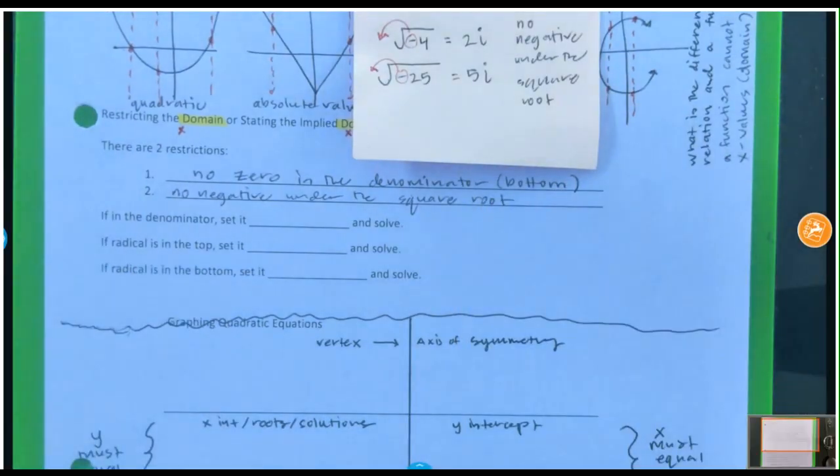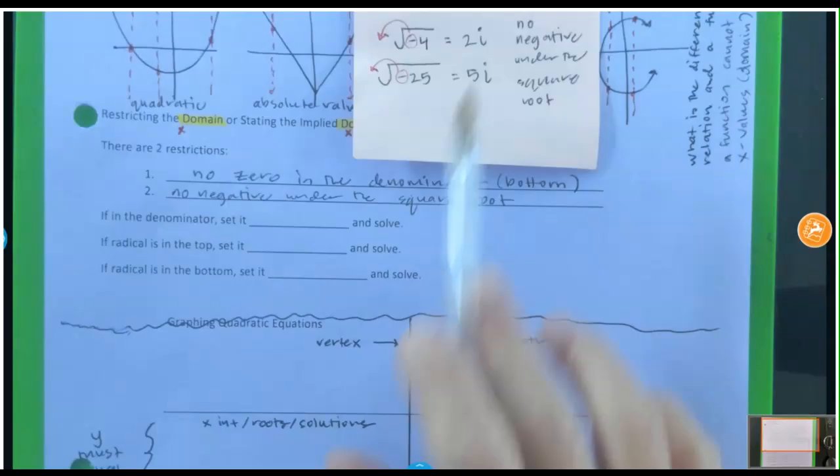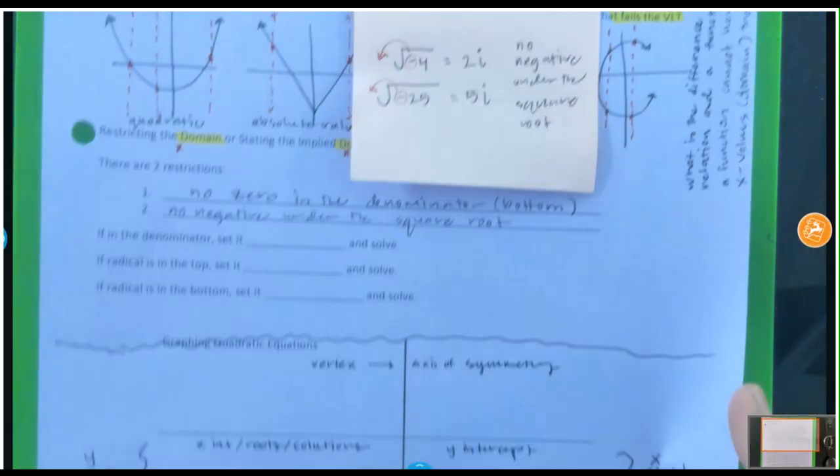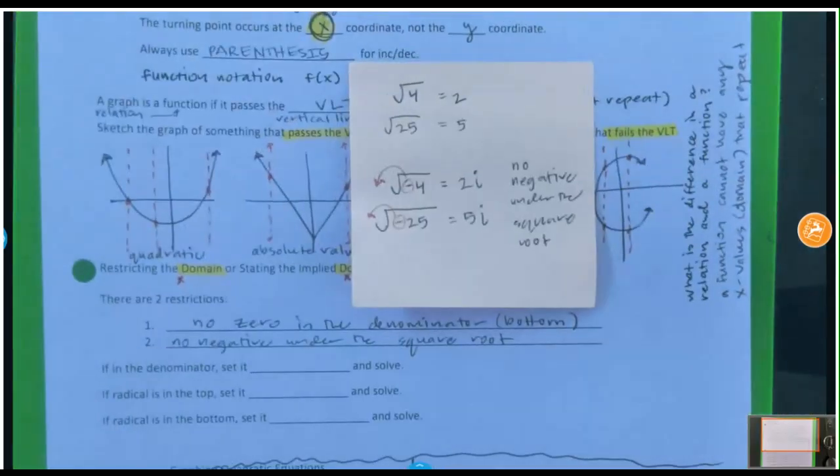No negative under the square root, because if you have a square root and your number is negative, we just talked about it, you're going to have to take out an i. And we don't want to do that. Imaginary numbers are fake numbers. They are not real numbers. So we can't deal with those in this particular topic.